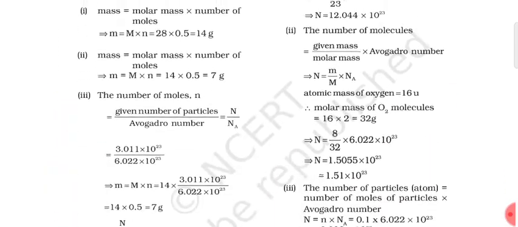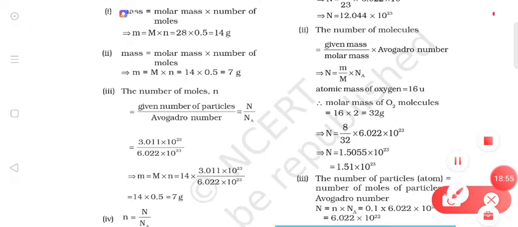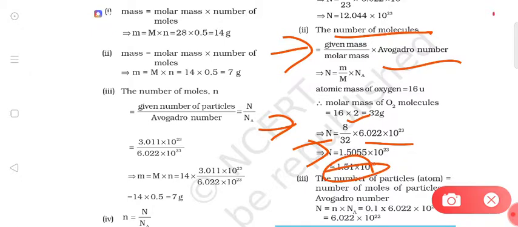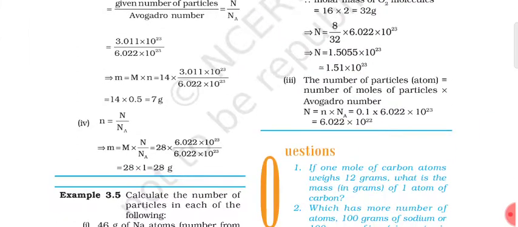Here you can see we will use a simple formula. We have made this formula, number of molecules equal to given mass upon molar mass, that is actually the number of moles, and we will multiply it with Avogadro's number. So here is the value. We have put the mass, that is 8 gram, molar mass is 32 gram, into Avogadro's number 6.022 into 10 to the 23, and the number of molecules becomes 1.51 into 10 to the 23.